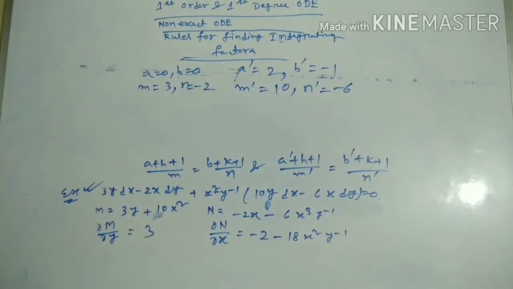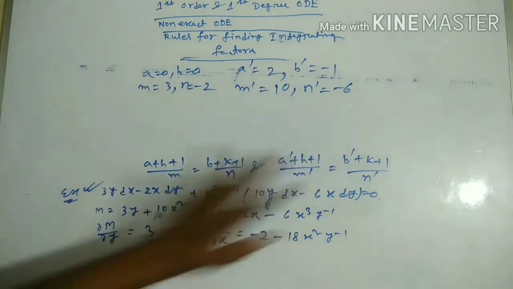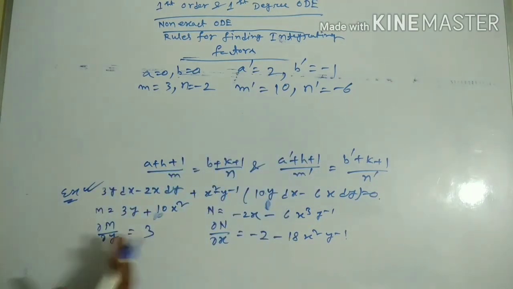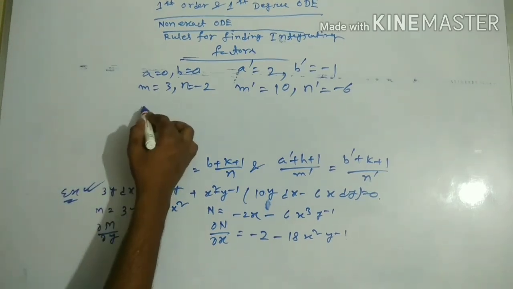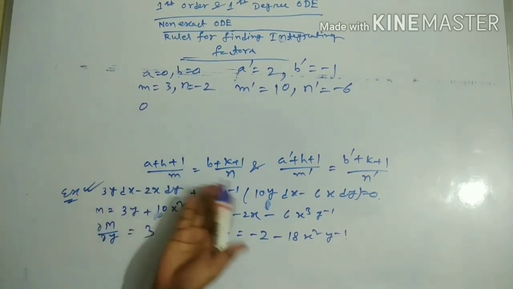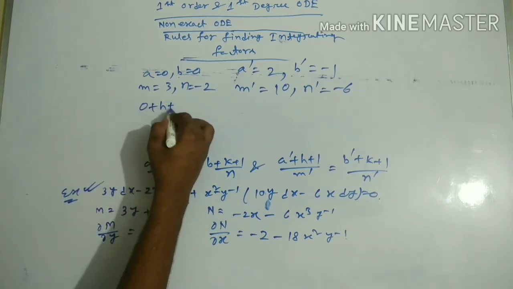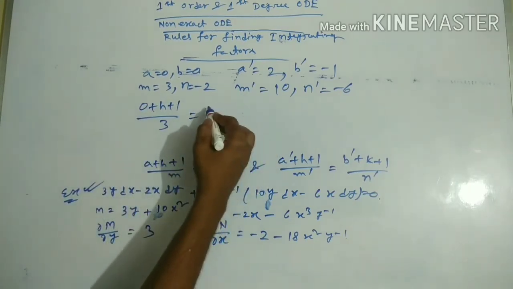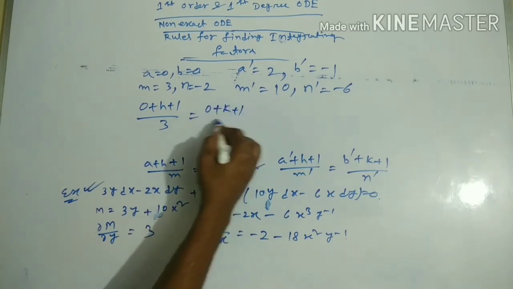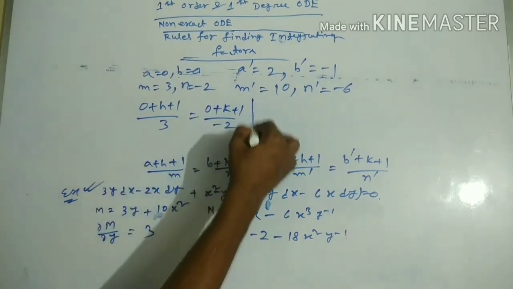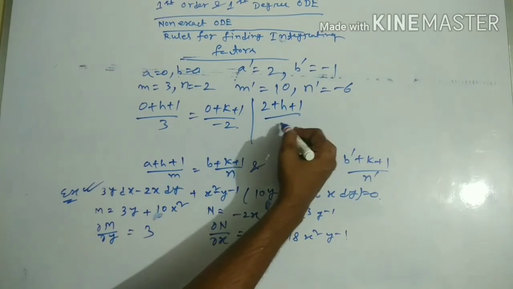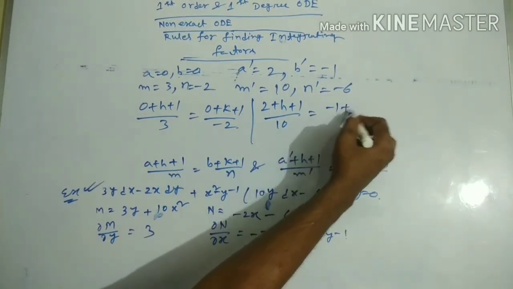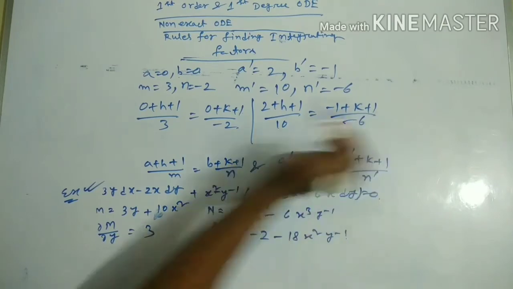Okay, now we will write these two equations. By solving these equations, we will get the values of h and k. So if we write these equations, we put the values of a, b, m, n. A is 0 plus h plus 1 by 3 equal to 0 plus k plus 1 by minus 2. And the second equation will be 2 plus h plus 1 by m dash, that is 10, equal to minus 1 plus k plus 1 by minus 6.